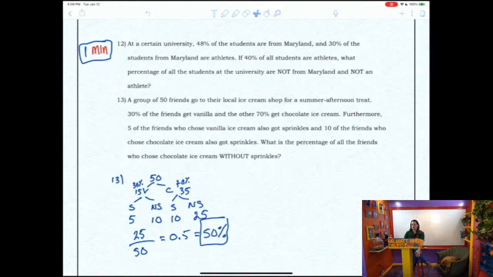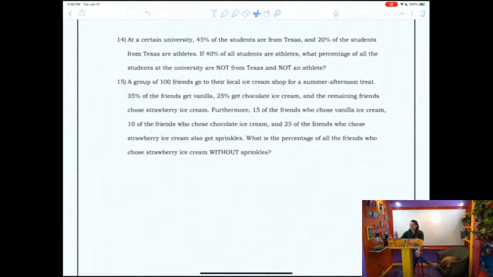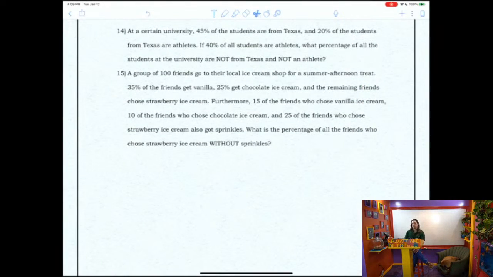If you have any questions, then please let me know. Otherwise, let's look at 14 and 15, and these two questions will take us up to the end of class today. I'll give you another 6 minutes, and again, 2 minutes in, I'll start to solve.